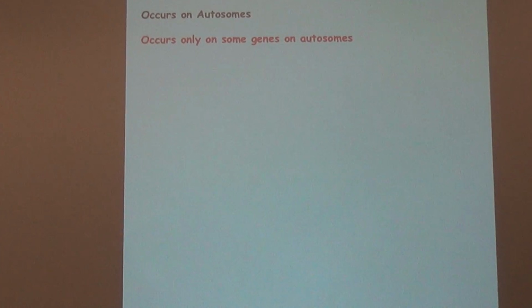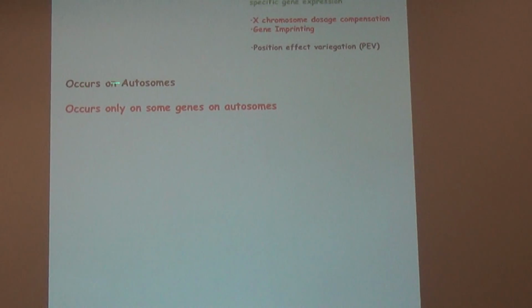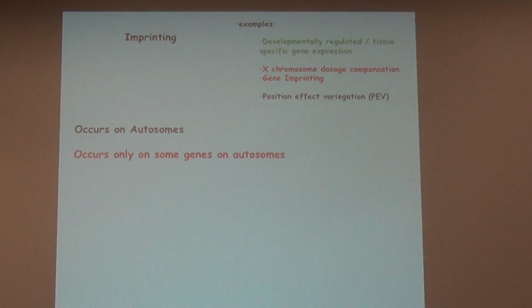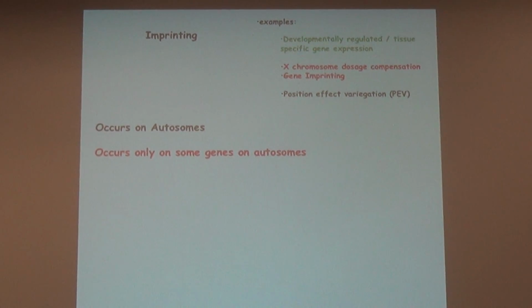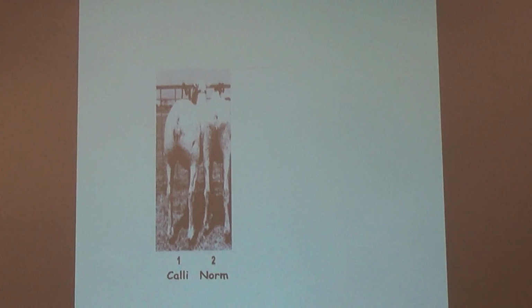Okay, so this is known as imprinting. It occurs on the autosomes, and it occurs only on some of the genes on the autosomes. It's a very small subset of genes. So here is a famous example.